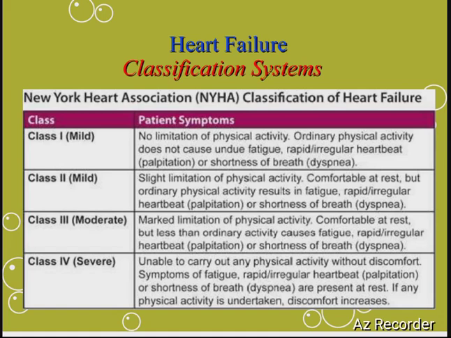Class 1, mild. No limitation of physical activity. Ordinary physical activity does not cause undue fatigue, rapid or irregular heartbeat, palpitation or shortness of breath, dyspnea. Class 2, also mild: slight limitation of physical activity, comfortable at rest, but ordinary physical activity results in fatigue, rapid irregular heartbeat, palpitation or shortness of breath. Class 3, moderate: marked limitation of physical activity, comfortable at rest, but less than ordinary activity causes fatigue, rapid irregular heartbeat, palpitation or shortness of breath, dyspnea.